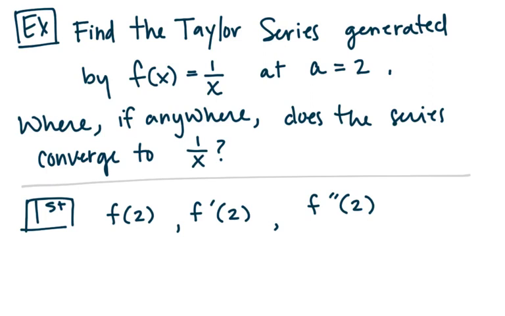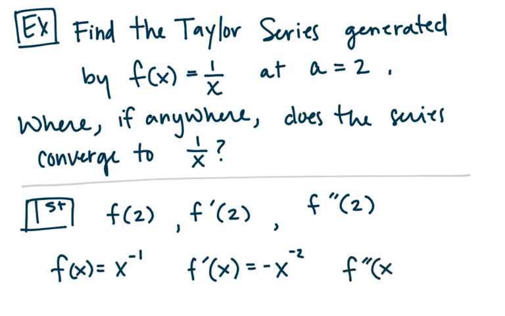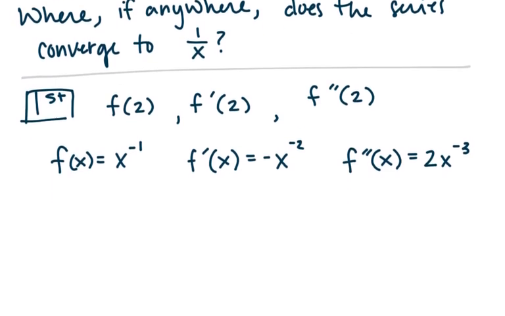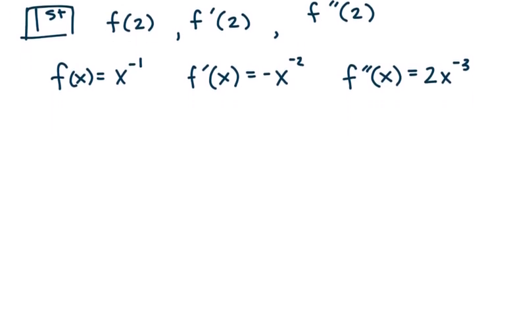So one thing we know, I can find f prime, and so thinking about the fact that f of x is x to the negative 1, f prime of x would then be negative x to the negative 2. And f double prime of x, taking that derivative again, I'm going to get positive 2x to the negative 3. So let's just look at what my nth derivative might be. And we might need to continue a little further.